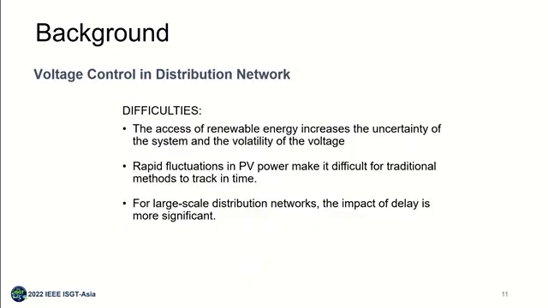In today's smart grid, the voltage control in distribution networks faces the following difficulties. First, the excess of renewable energy increases the uncertainty of the system and the variability of the voltage. Second, rapid fluctuations in PV power make it difficult for traditional methods to track in time. For large-scale distribution networks, the impact of delay is more significant.